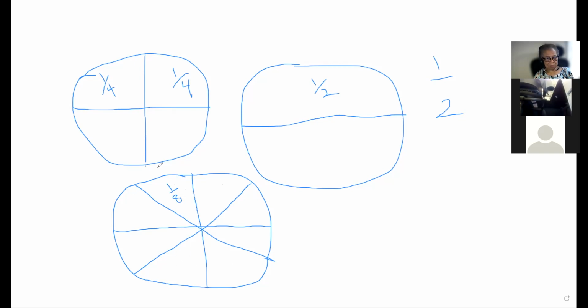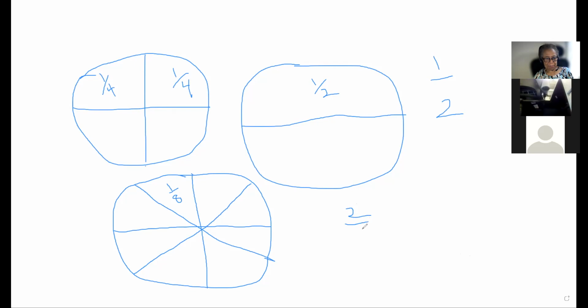So this pie is in 8 slices. This is in half. This is in 4. We could call it slices, but this one is in 8 because I took the 4s and divided them into a half, and half of a fourth is 1/8.